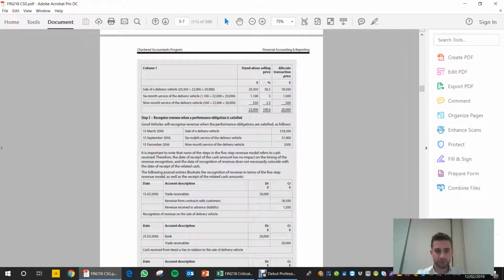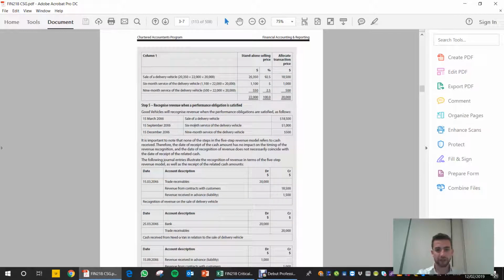Okay, so the final step is actually figuring out when we're going to recognize that revenue. Okay, so we've got the dollar amounts, so just splitting out into the 3 performance obligations. So we've got the delivery of vehicle. So that amount is going to be incurred when you actually provide the vehicle. The 6-month service is going to be earned or recognized when the 6-month service is provided, so 6 months later. And the 9-month service is going to be 9 months later.